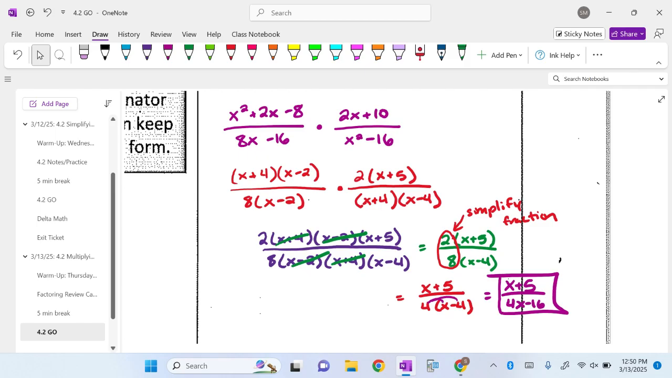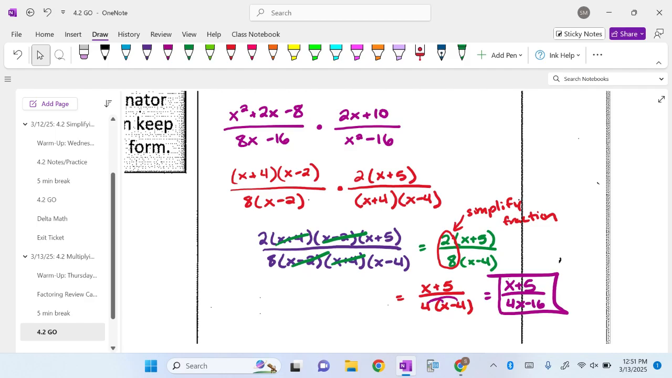Bottom one was a difference of squares. So you would take the square root of the first, square root of the second, square root of x squared is x, square root of 16 is 4. So you would have written it as x plus 4 times x minus 4. So once you get the two square roots, you separate them. One factor separated by a plus, the other one separated by a minus.